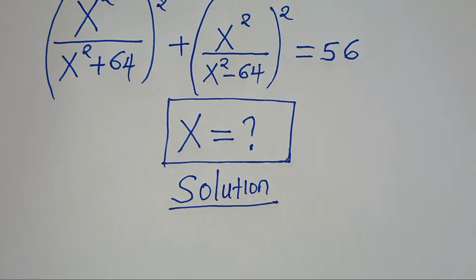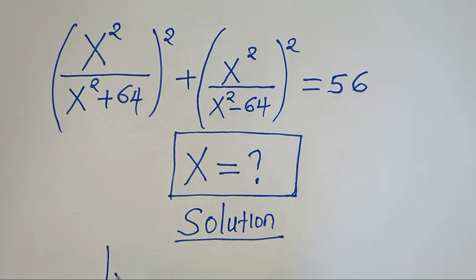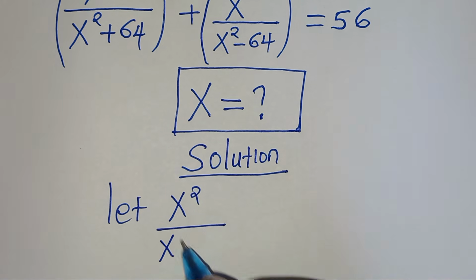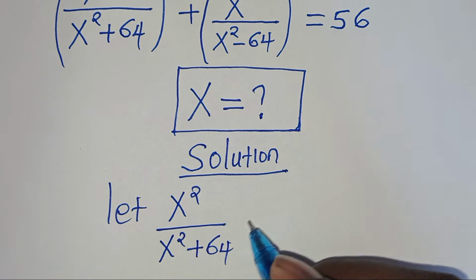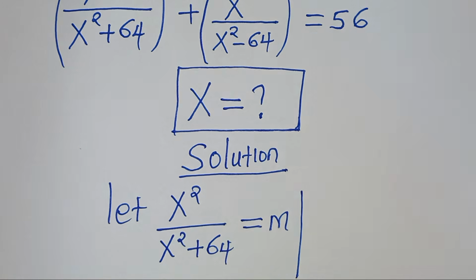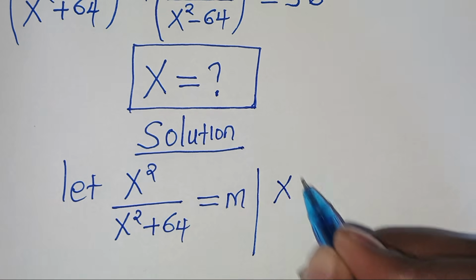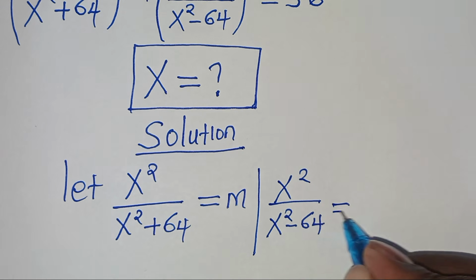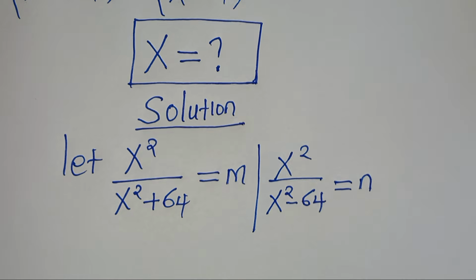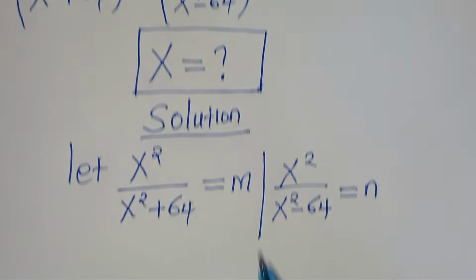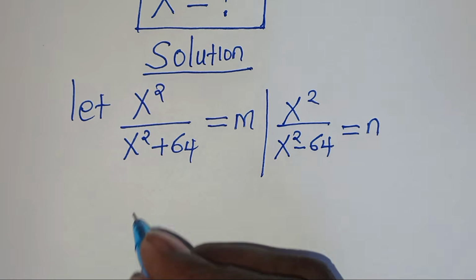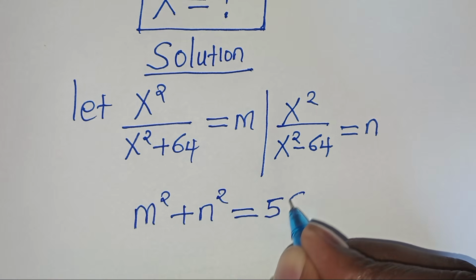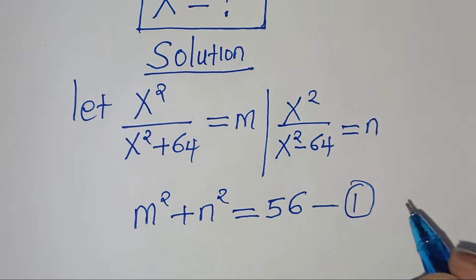Now, the first step to do here, we can let x squared divided by x squared plus 64 be equal to m, and we can also let x squared divided by x squared minus 64 be equal to n. So let's express this equation in terms of m and n. This means we have m squared plus n squared equal to 56. Let's call this the first equation.